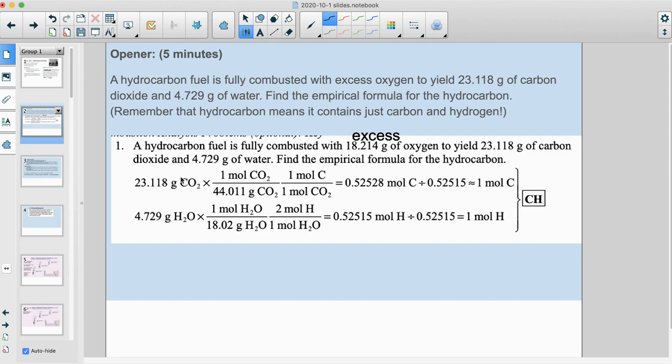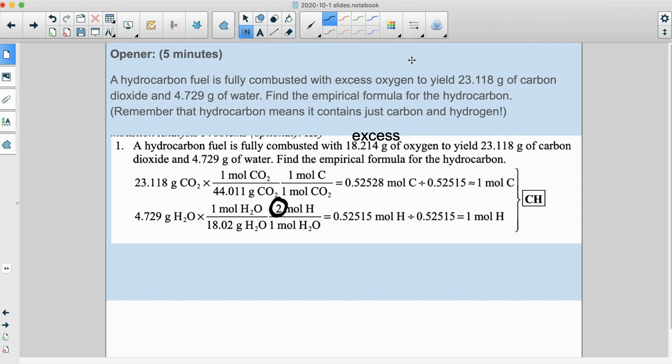So here we're taking 23.118 grams of carbon dioxide and converting that into moles of carbon. First, we change it to moles of CO2 using the molar mass, and we use the mole ratio in the formula to get to moles of carbon. We do the same thing with the H2O and convert that to hydrogen, but remember in this case, there are 2 moles of hydrogen for every 1 mole of H2O. So make sure you remember this factor of 2 and always look at your formulas when you're converting into elements in a particular compound.